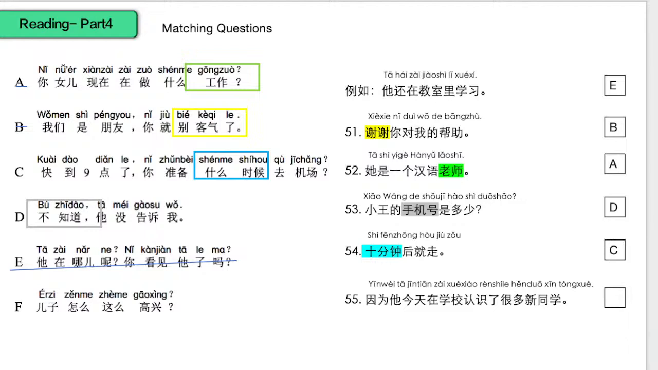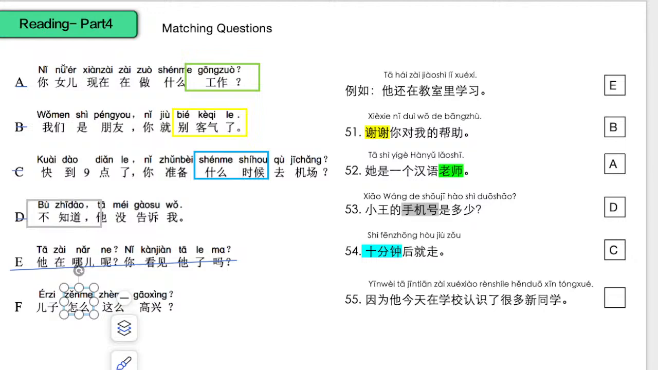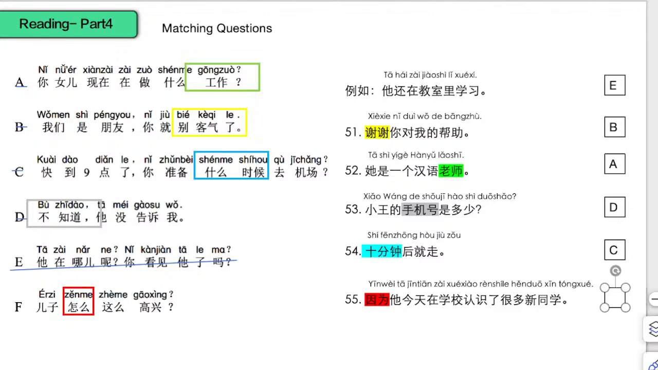The last one, we only have one left. F: 为什么儿子怎么高兴? The question is 怎么, so why, it's a reason. 怎么这么高兴? So we need to focus here. 因为 because, 他在学校认识了很多同学. Okay, so it's F.